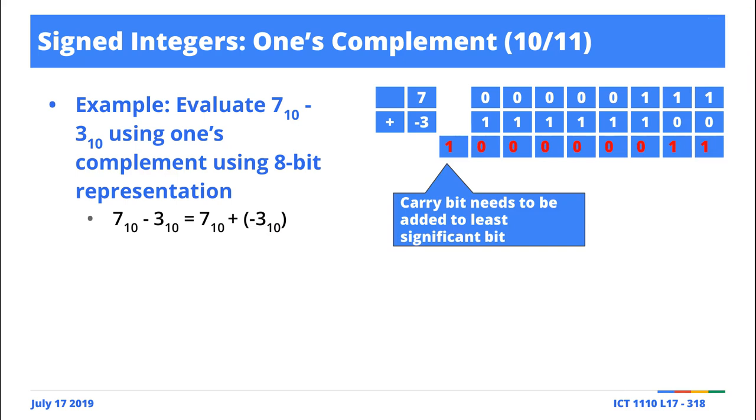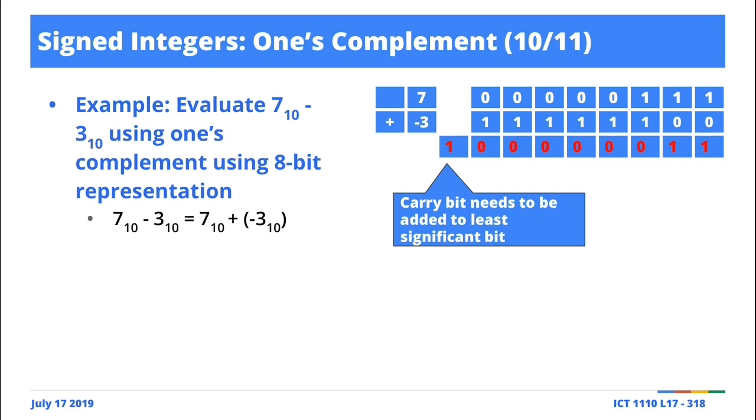When we are adding now, 1 and 0, 1. 1 and 0, 1. 1 and 1, 0 remainder 1, and so on across the remaining bits. In an 8-bit representation, this carry has to go.